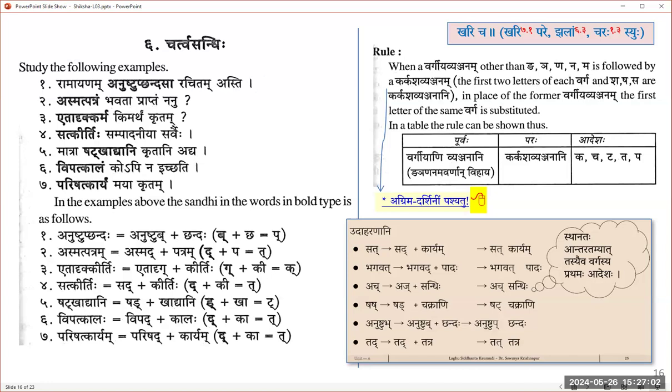It's a samyuktakshara. That is incorrect. It is not a samyuktakshara. Actually, there was a sandhi, jastva, which was reversed by chartva.